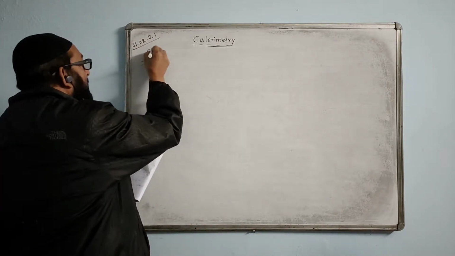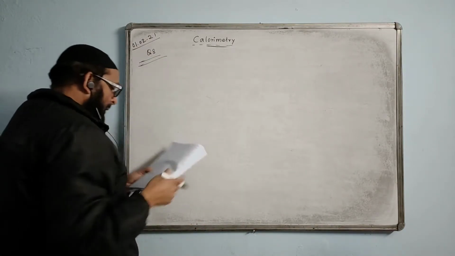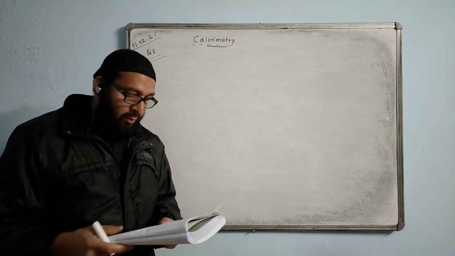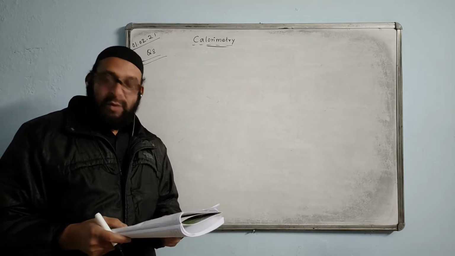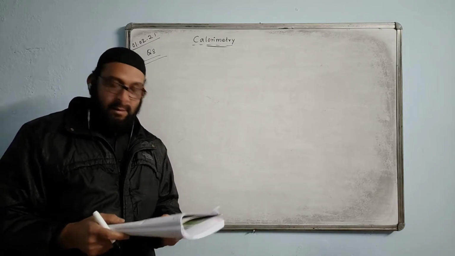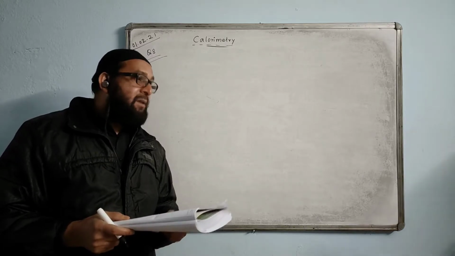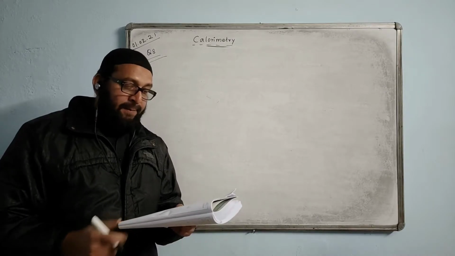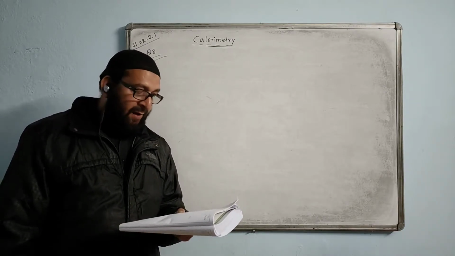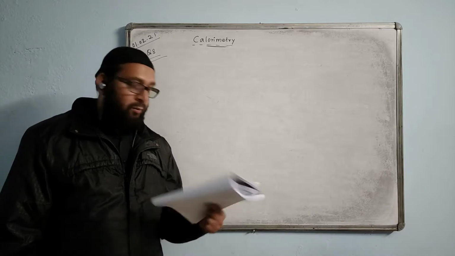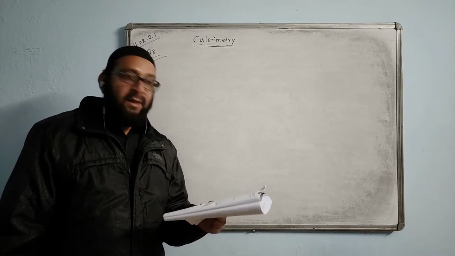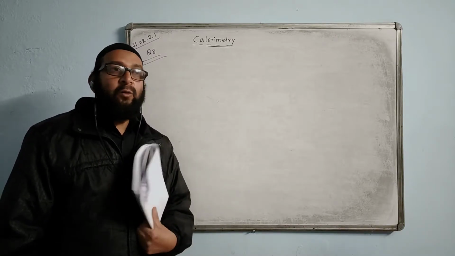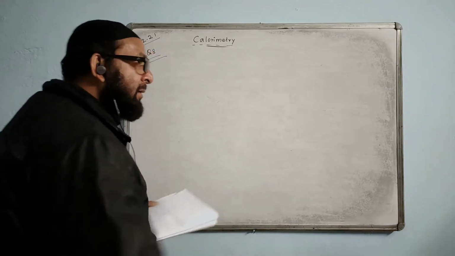Question number 8. Here the question says a hot iron ball of mass 0.2 kg is added into 0.5 kg of water at 10 degrees Celsius. The resulting temperature is 30 degrees Celsius. Find the temperature of the hot ball. The SHC of iron is given as 336 joule per kg per Kelvin. The SHC of water is given as 4200 joule per kg per Kelvin.